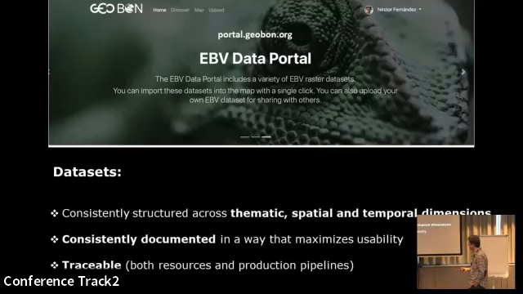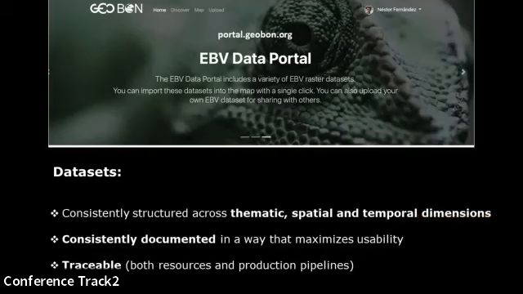Those data sets are consistently structured across thematic, spatial, and temporal dimensions, also consistently documented, so the EBV portal is able to read the information from the NetCDF and then provide that information to the user in a friendly way. And finally, we aim for traceability of the data sets, both in terms of what resources have been used to develop those data sets, but also about the production pipelines.